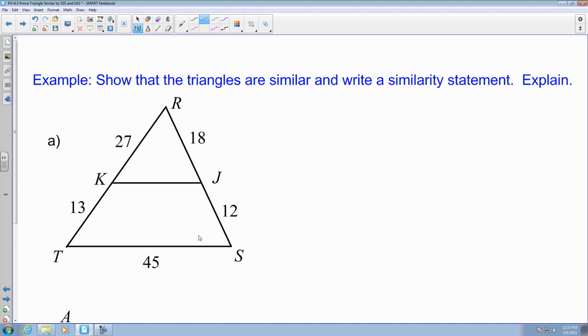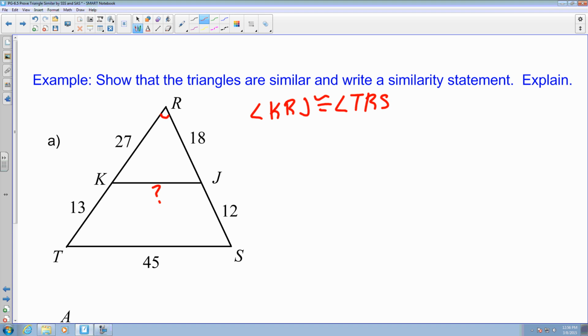So right off the bat, they don't give us all the sides because they don't give us this side here. So we're uncertain about that. But like I said on the previous page, remember about reflexive properties and vertical angles. This is an opportunity where we can say that we have a reflexive property because angle KRJ is congruent to angle TRS because of the reflexive property. So I know that that angle is going to be congruent, so angle KRJ is congruent to angle TRS.